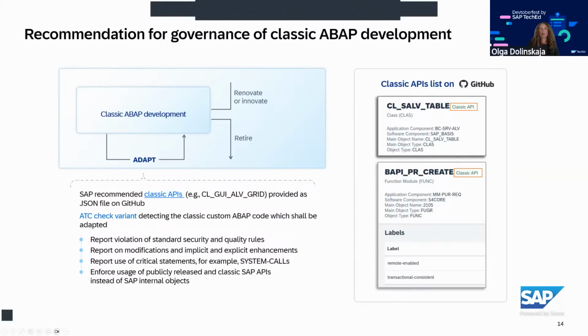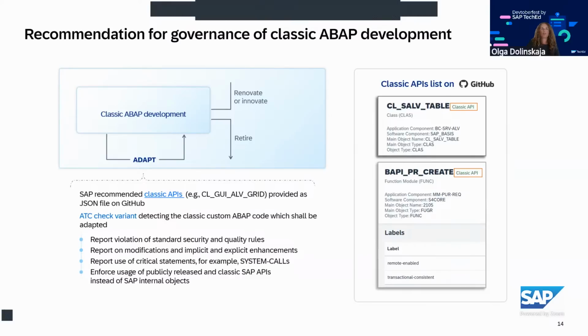Such classic APIs are provided as a repository list on GitHub, and there is a dedicated codification repository viewer, which you can use to inspect the list of classic APIs. And Thomas will later on show you the demo of how to use the viewer. We offer also a dedicated ATC check variant, which focuses on the clean core aspects and which can analyze your code for the critical issues which need to be fixed to make your code clean core compliant.